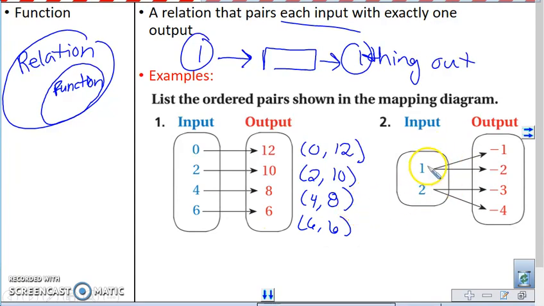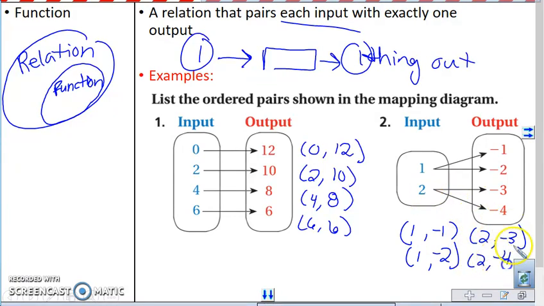So let's go to example 2. Input 1, output -1. You also input 1 and you output -2. Input 2, output -3, input 2, output -4. All right, so these two are relations, but are they functions is the next question. This one is a function because 0 only goes to one thing, 2 only goes to one thing, 4 only goes to one thing, 6 only goes to one thing. Number 2 is just a relation because 1 goes to 2 things, 2 goes to 2 things.